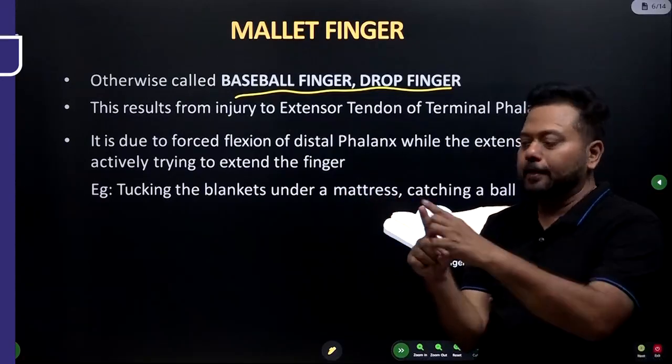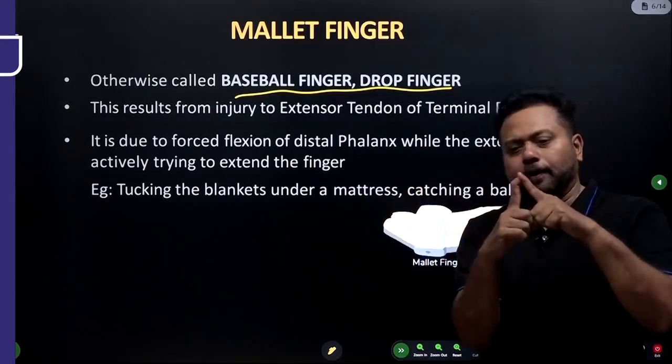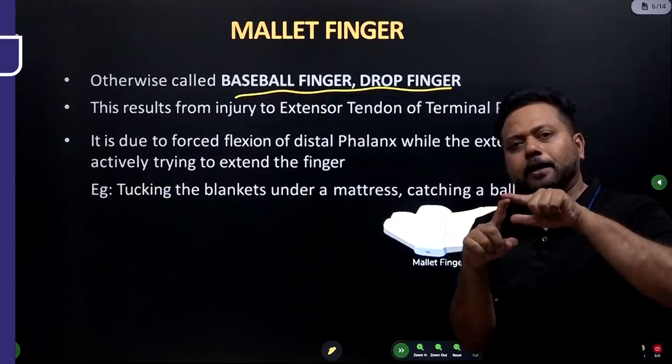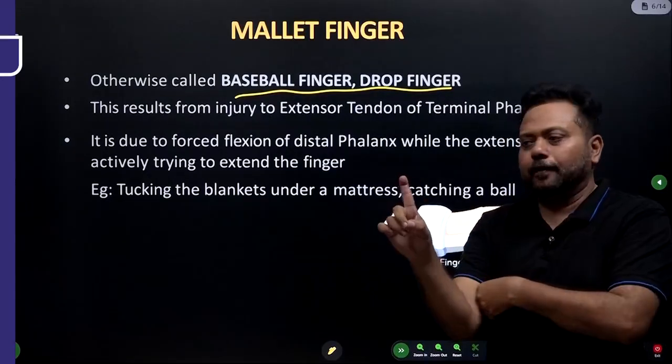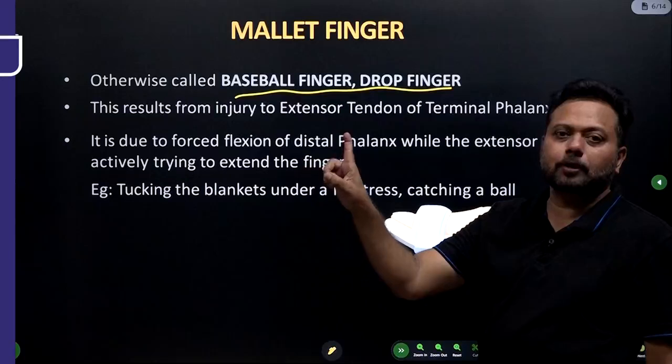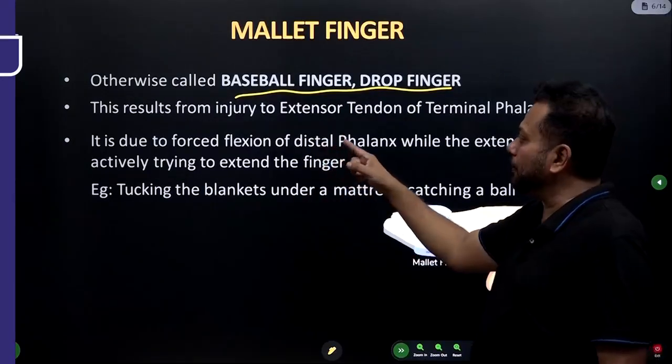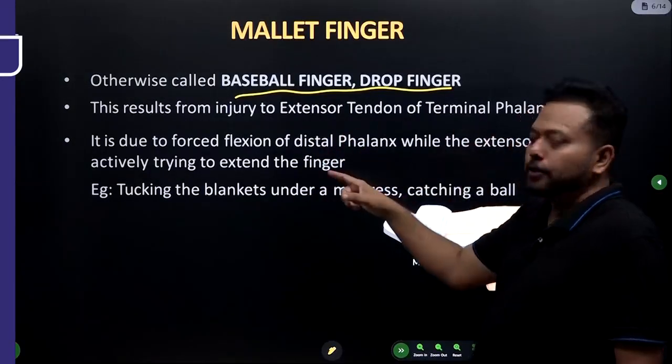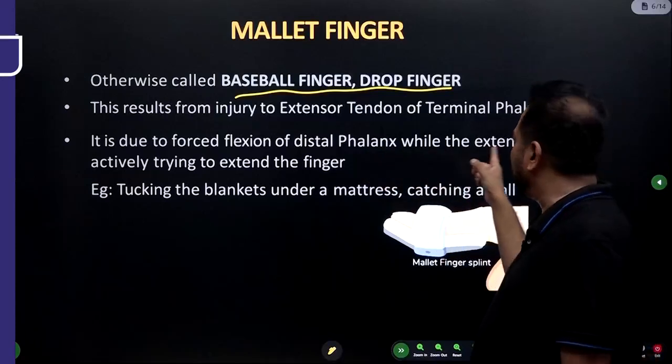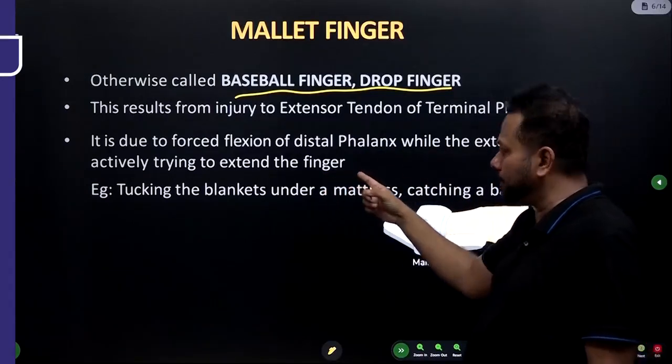In a hyperextended state, with sudden unexpected forced flexion of the terminal phalanx, the extensor tendon is cut. The finger will become like a mallet, so this is called mallet finger. It results from injury to the extensor tendon, due to forced flexion of the distal phalanx while the extensors are actively trying to extend the finger.